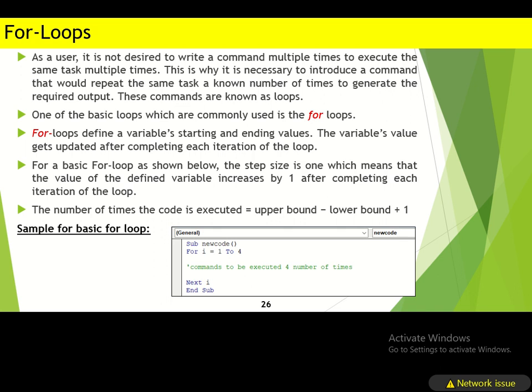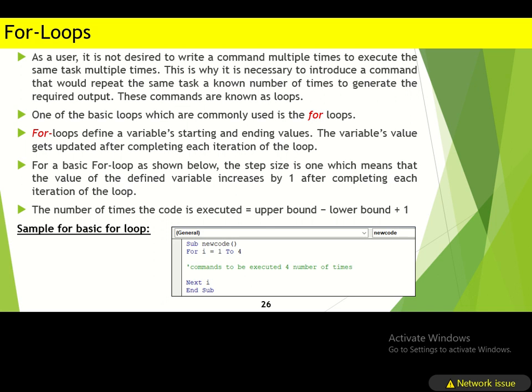So loop means what? Doing things again and again. A for loop will create a repetition of the statements multiple times, as many times as you want. And a for loop necessarily needs two things: the starting value and the ending value.